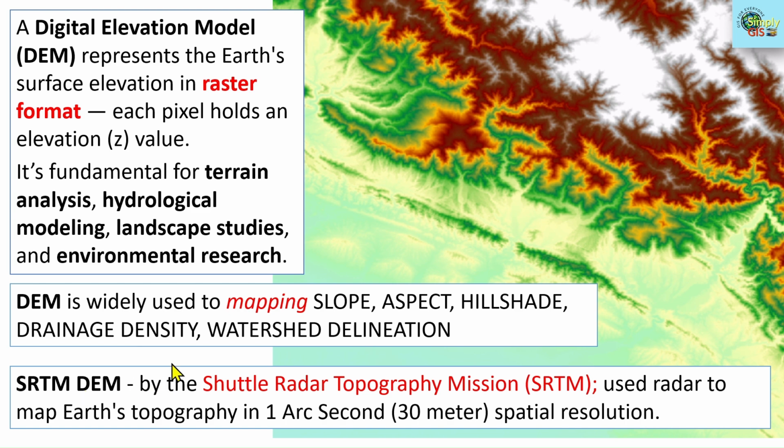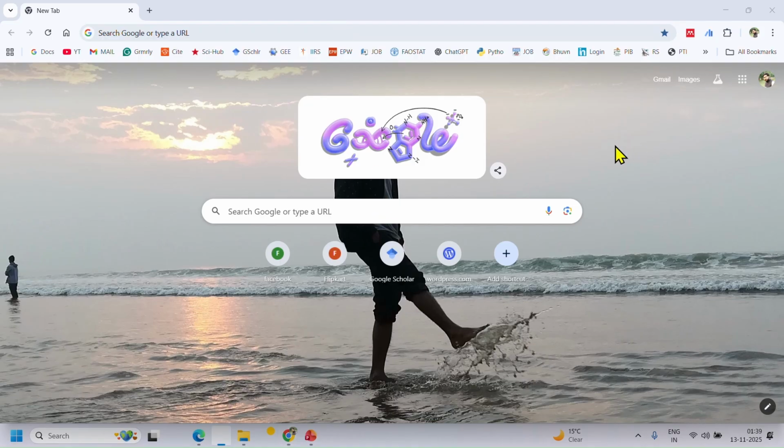The common and widely used digital elevation model raster is SRTM DEM. The full form of SRTM is Shuttle Radar Topography Mission. It used radar technology to map the Earth's topography, and the data is available in 1 arc second, or 30-meter, spatial resolution. The SRTM DEM is freely available on the USGS Earth Explorer website.